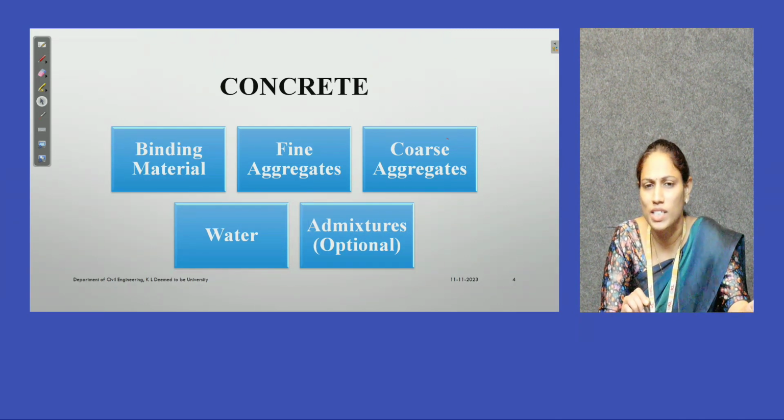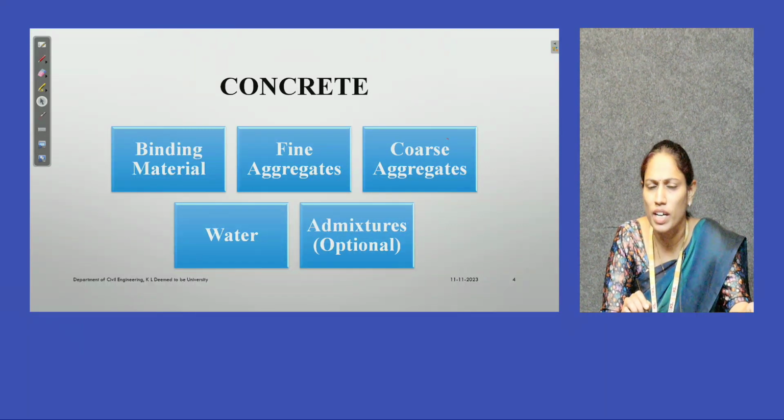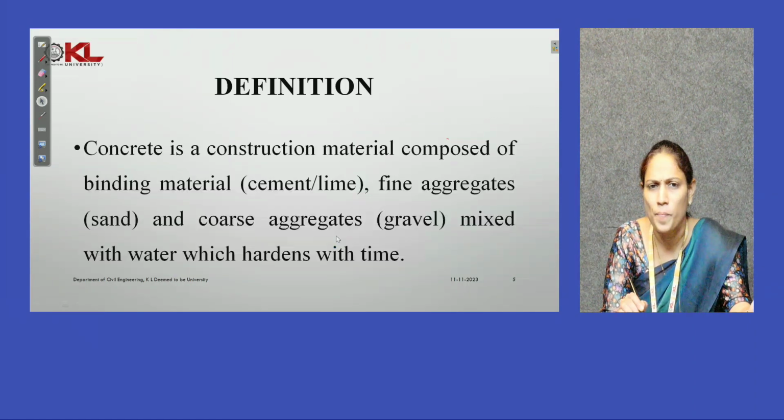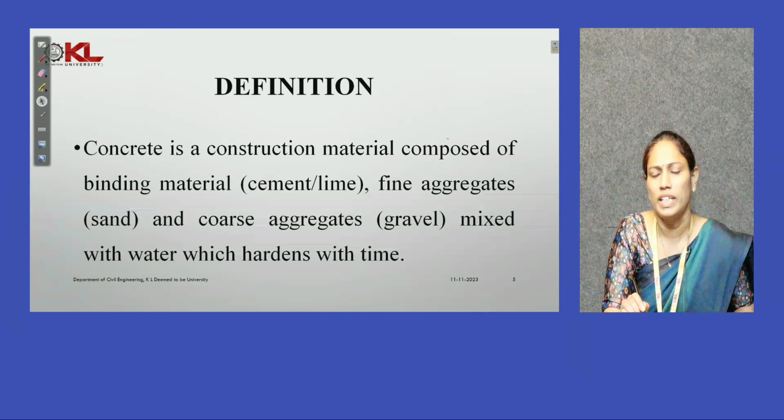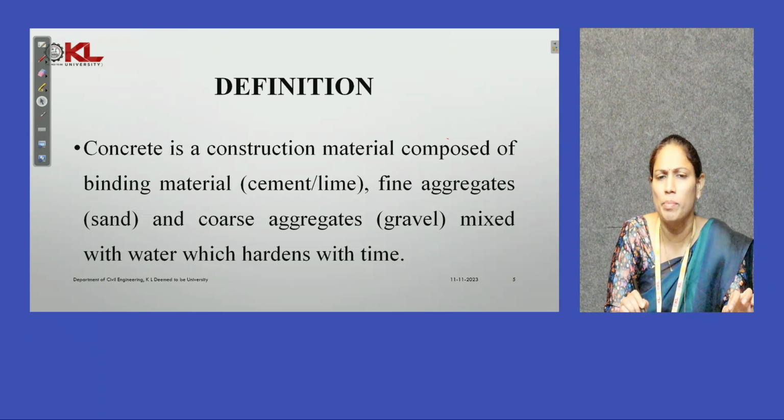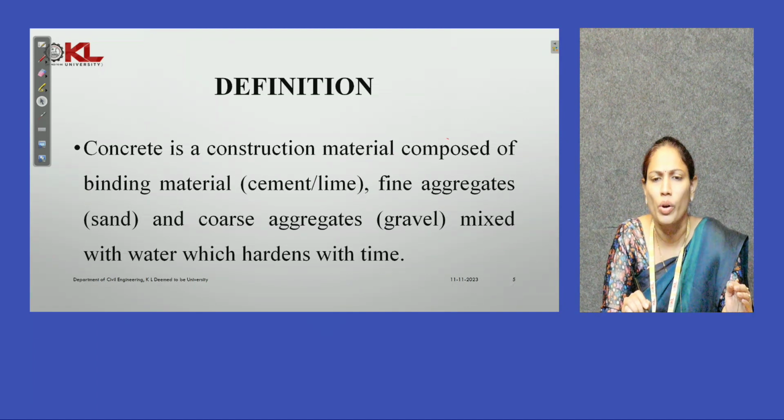So the basic ingredients or constituents of concrete are binding material, fine aggregate, coarse aggregate, water, and admixtures. Based on the requirement we are going to see the admixtures. Here we are going to study the history and basic constituents of concrete. Concrete is a construction material composed of binding material, fine aggregate, sand, and coarse aggregate mixed with water, which hardens with time. The setting of concrete happens when you keep it for a certain time, and it hardens.